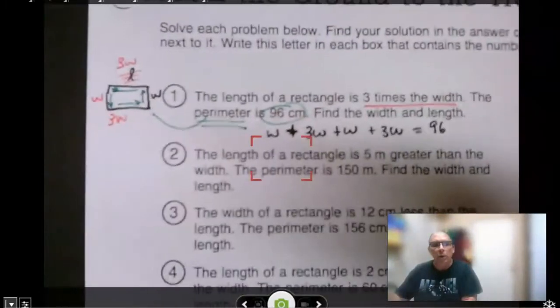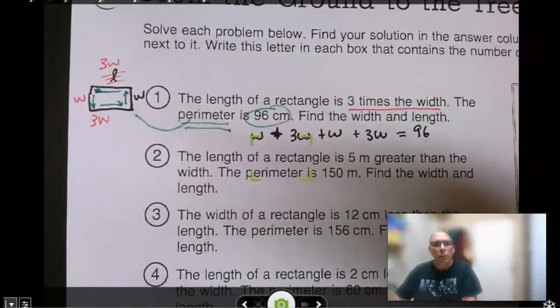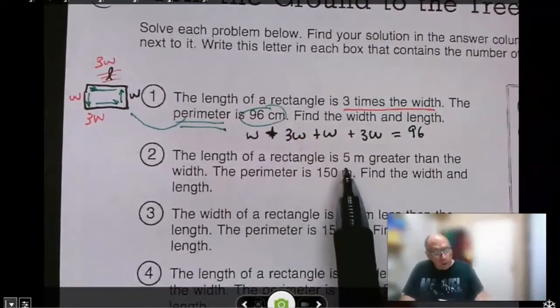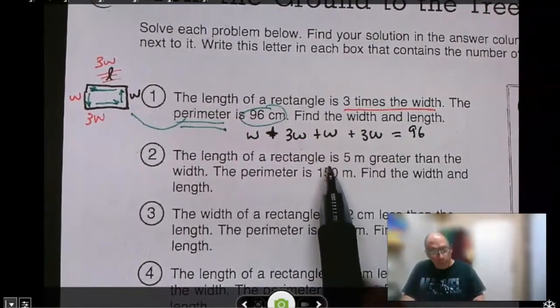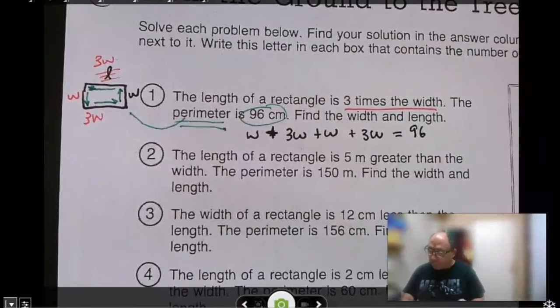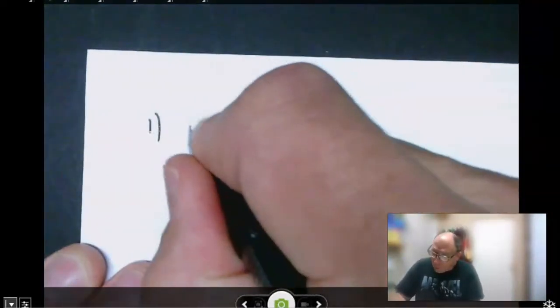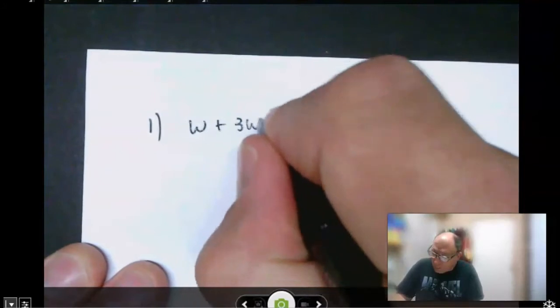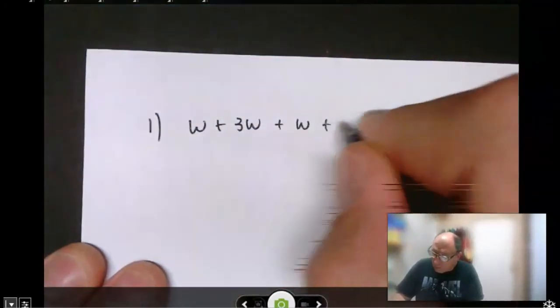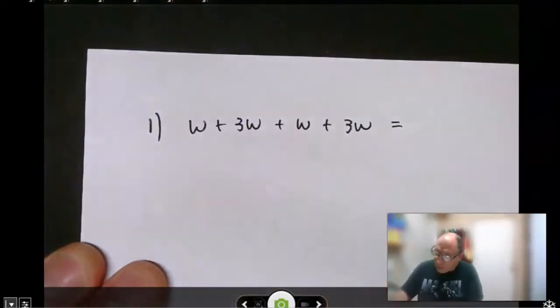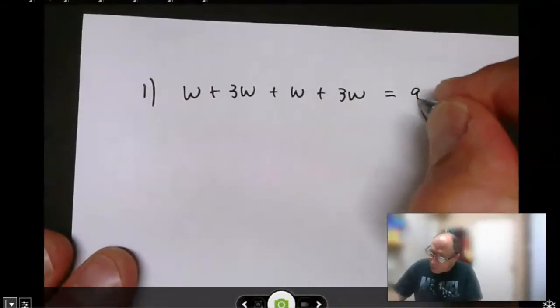And now all I do is solve for this, and then I can go back and figure out what my length and width is. So what we're going to do next is flip the paper over, and we're going to rewrite this equation on the back of our paper. Okay, so I'm going to flip this over, and we're going to write problem 1 was w plus 3w plus w plus 3w, and that equaled 96. And let's go solve this equation.